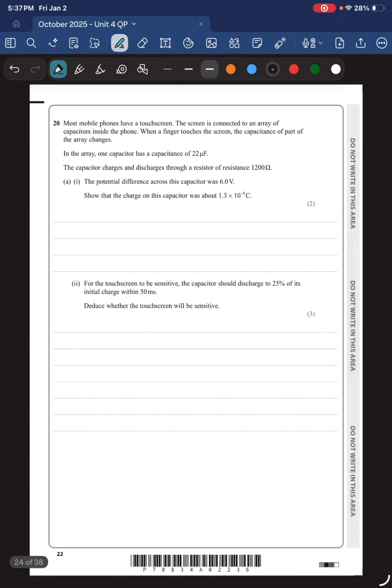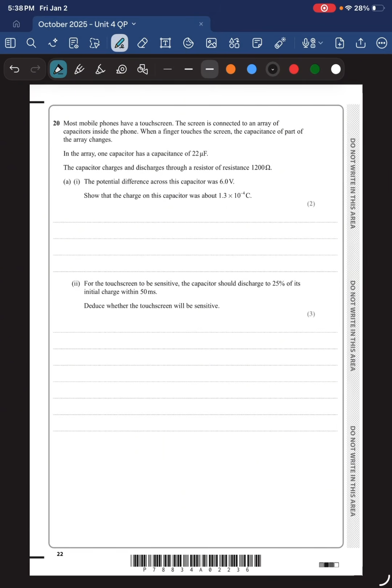Let's go to question 20. Most mobile phones have a touch screen, which is also true for the screen I'm using right now to film this video from my iPad, okay? So the screen is connected to an array of capacitors inside the phone. When a finger touches the screen, the capacitance of part of the array changes. In the array, one capacitor has a capacitance of 22 microfarads. The capacitor charges and discharges through a resistor of resistance 1200 ohms.